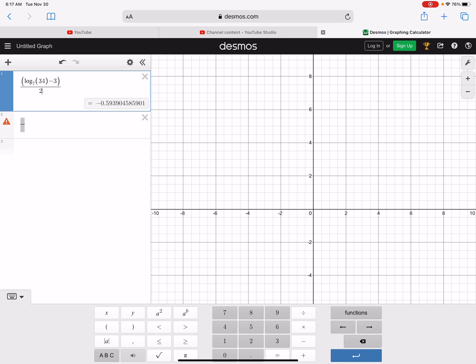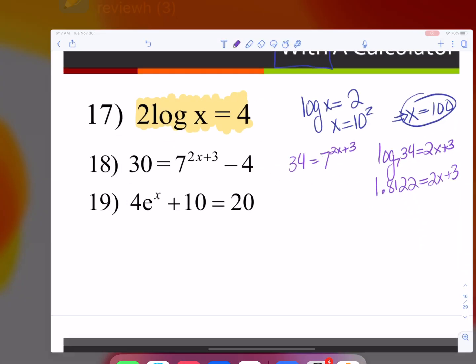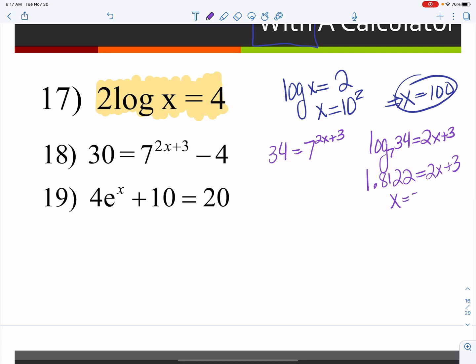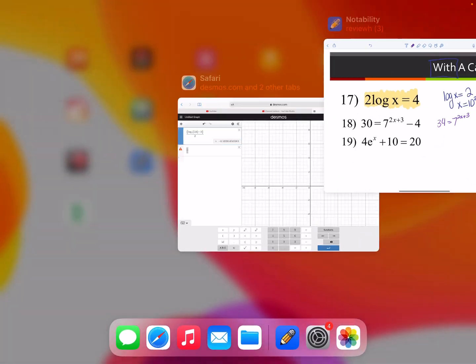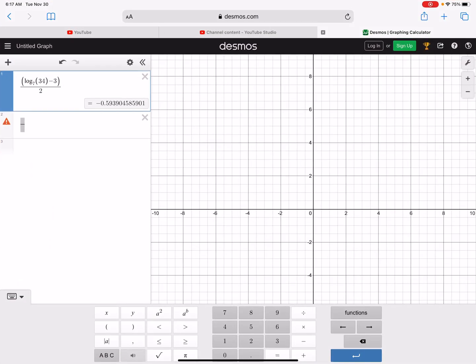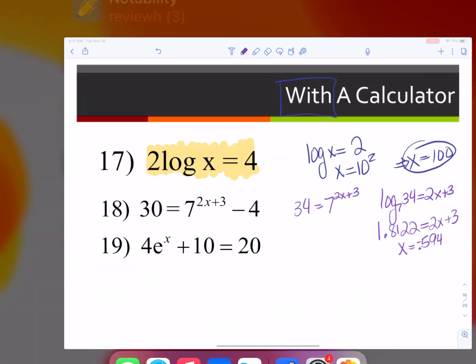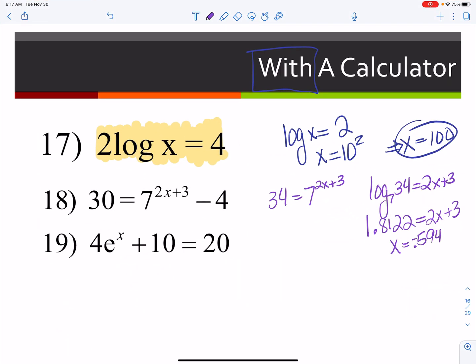So negative 0.594. Which is what we got for an answer. Oh, I got 3. I must not be able to round. Let me see if I rounded wrong. No, that should have been a 4. Okay, so if you got negative 0.594, good job.